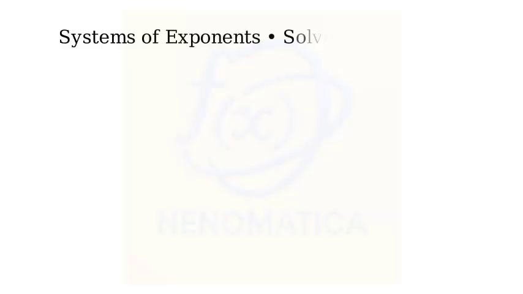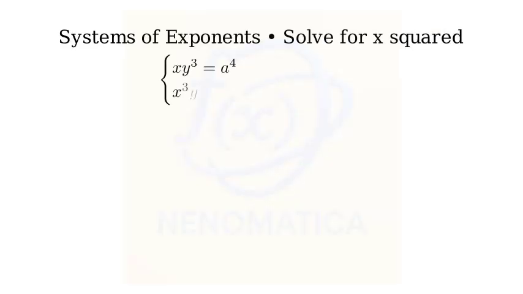In this lesson, we will solve a non-symmetric system and find x squared. Here is the system. The product x times y cubed equals a to the fourth, and x cubed times y equals b to the fourth. We are asked to compute x squared.